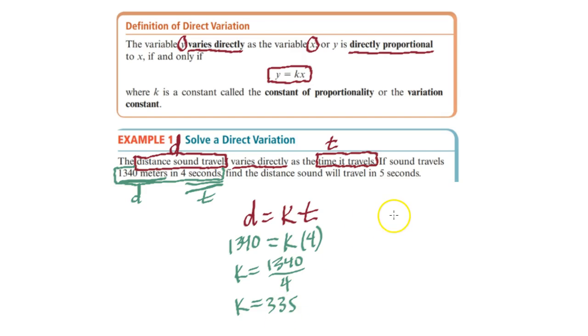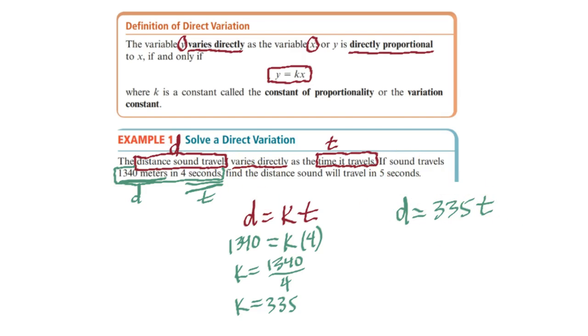So we actually have a more specific direct variation equation. Rather than y equals kx, or in this case d equals kt, we have d equals 335t. So we have the constant of proportionality that we can plug in for k, and this is the equation that connects the distance sound travels with the time it travels. We can use this equation now.